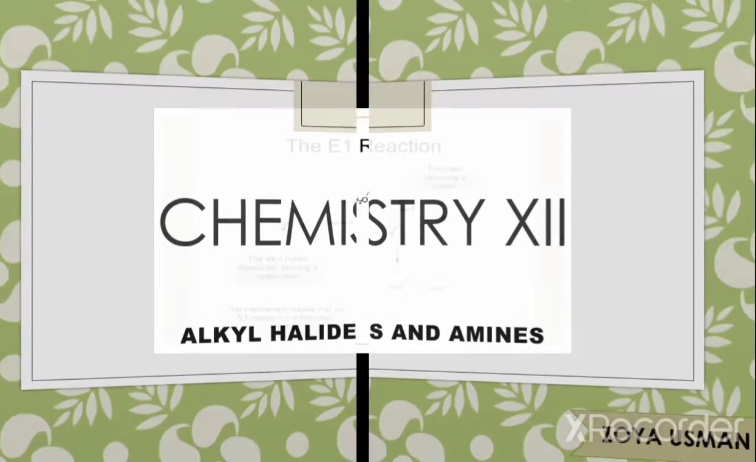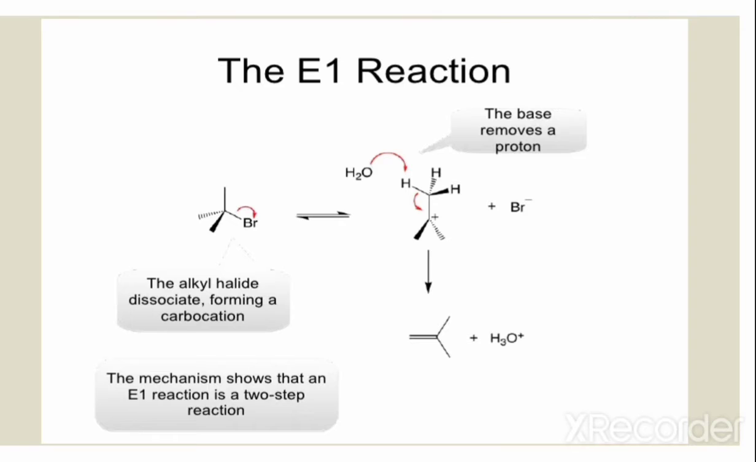In this video, we will learn about the E1 and E2 reaction mechanism. Firstly, we will discuss the E1 reaction mechanism, in which an alkyl halide dissociates and forms a carbocation. From this carbocation, the water that acts as a base removes a proton, and as a result, there is a carbon to carbon double bond.